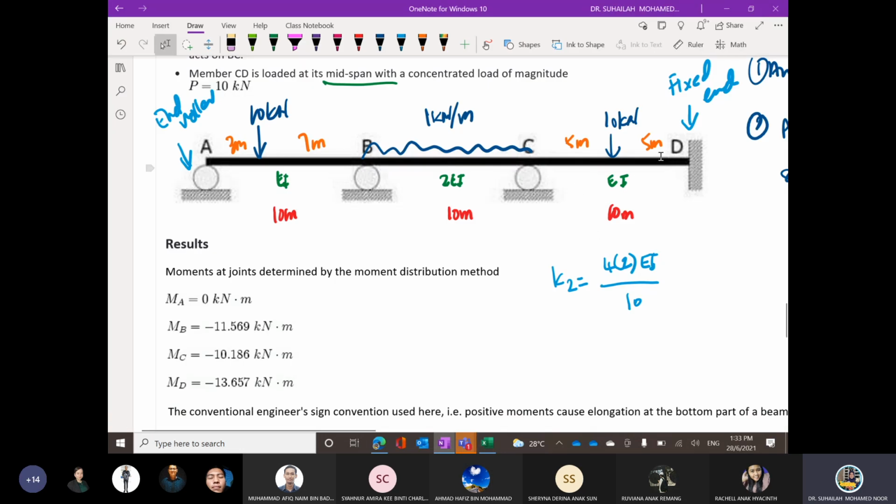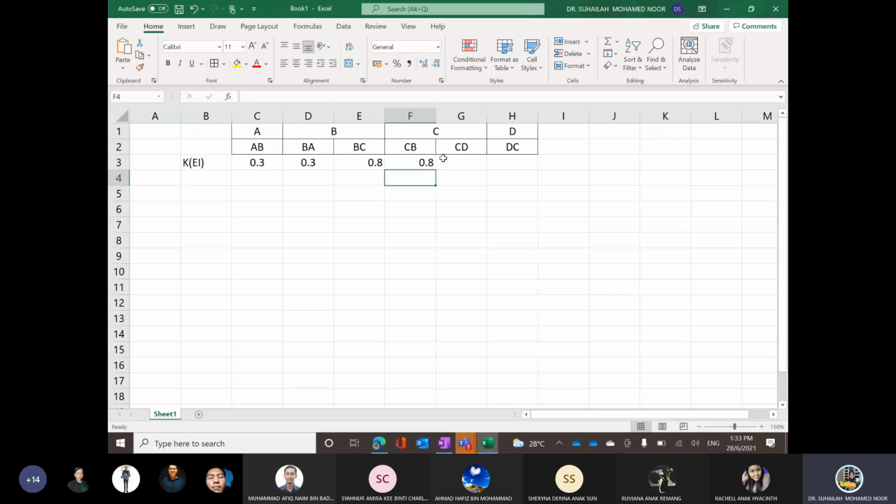Next is CD. D is fixed, so we use 4EI over 10. It is 0.4, so here is 0.4.